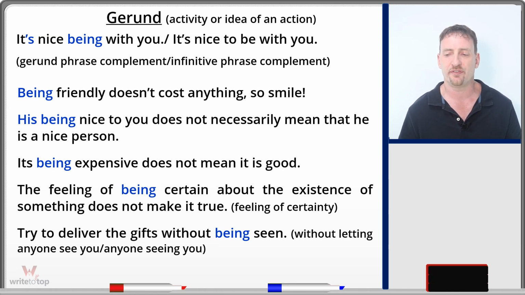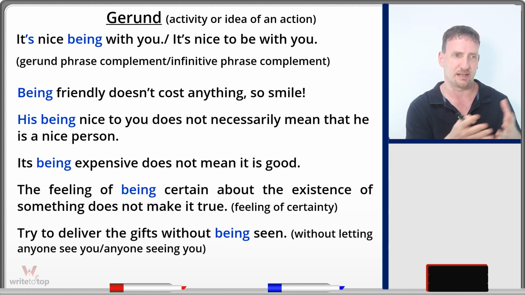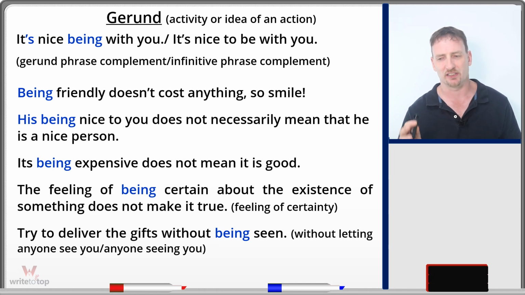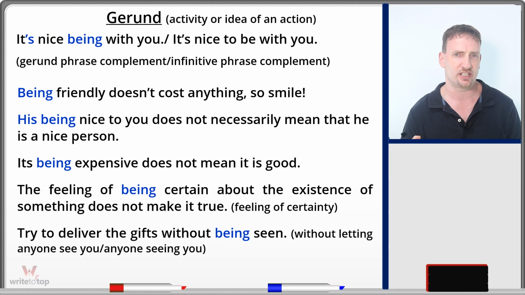Try to deliver the gifts without being seen, without anybody seeing you or without letting anyone see you, okay? So this is, again, being seen, this idea of something happening. There's no action, there's just the idea because you don't want them to see you. If they see you, then it's an actual action happening, right? So it's a little bit tricky. But remember, after a preposition, you're generally going to need an object to that preposition. In this case, you're going to use the gerund being, not the verb be. Okay, so that's the gerund.